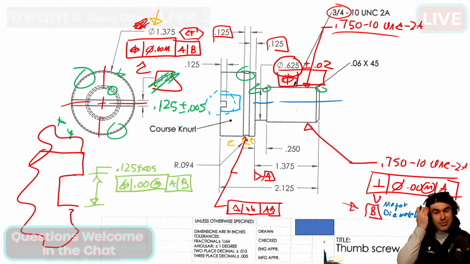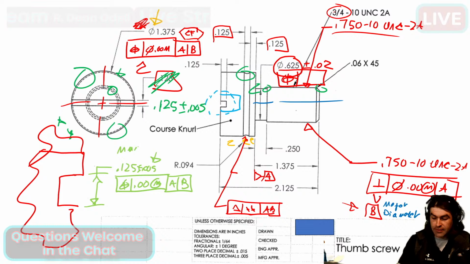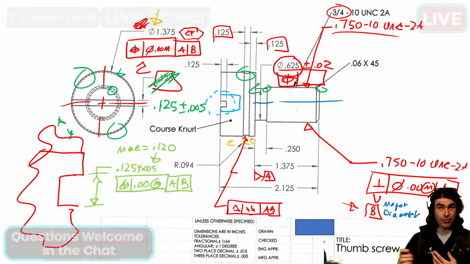Why 0 at MMC? It just makes it easier to calculate in my head. So I'm going to look for the MMC of this, which is going to be 0.120. That's the virtual condition, right? That's the size of the largest, the smallest, whatever. It's how you size up the screwdriver tip. It doesn't have to be 0 at MMC, but that's how we would do that.